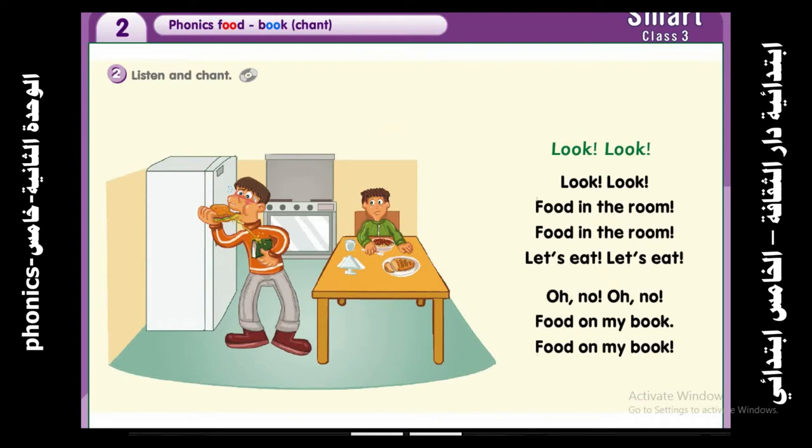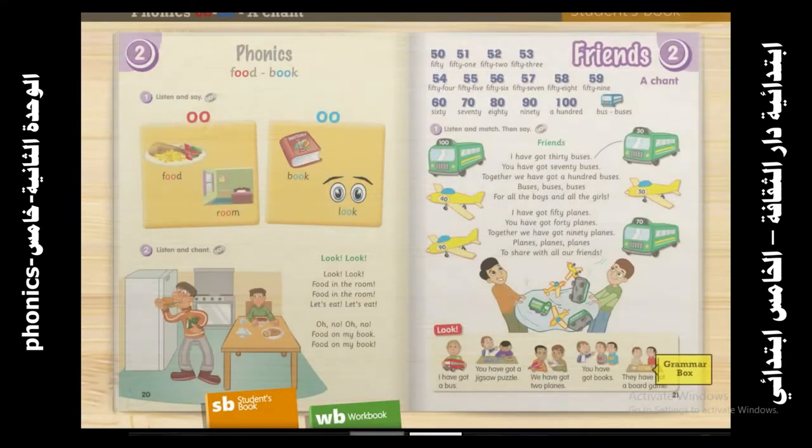Listen to the chant. 2. Listen and chant. Look, look. Look, look. Food in the room. Food in the room. Let's eat. Oh, no. Oh, no. Food on my book. Food on my book.